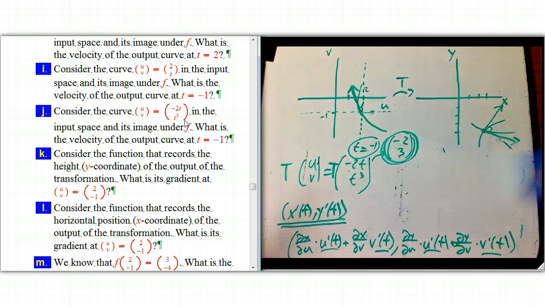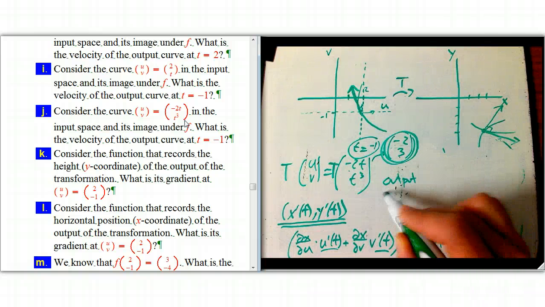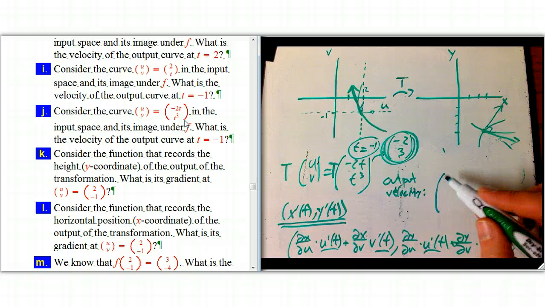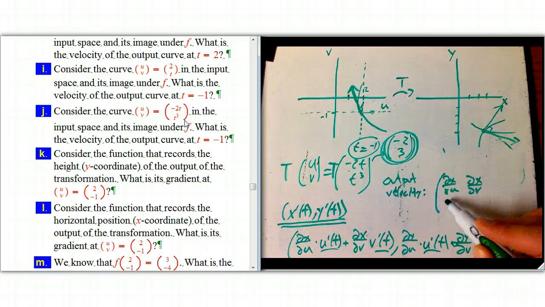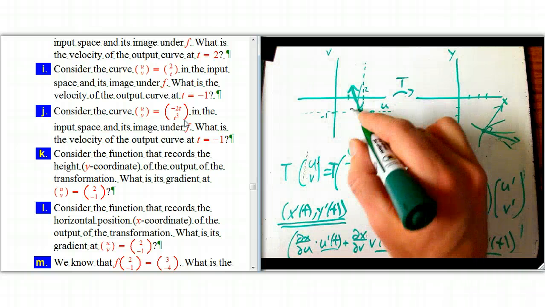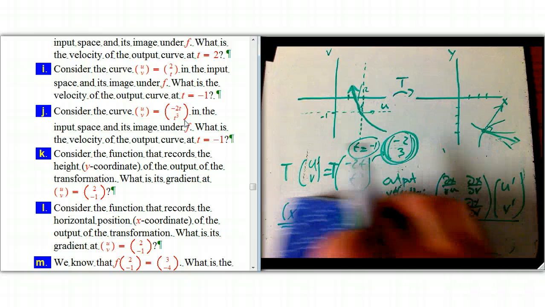So here's what it is. Let me put it in place of the tree diagram here. What we get is the output velocity is that matrix of derivatives we had, dx du, dx dv, dy du, dy dv, times this guy. So this is a more sophisticated version of the idea that the velocity of an input curve can get transformed into the velocity of an output curve in a very simple way. It's just matrix multiplication.